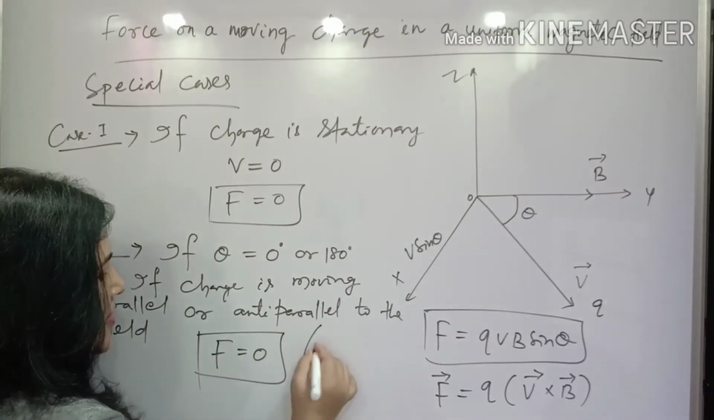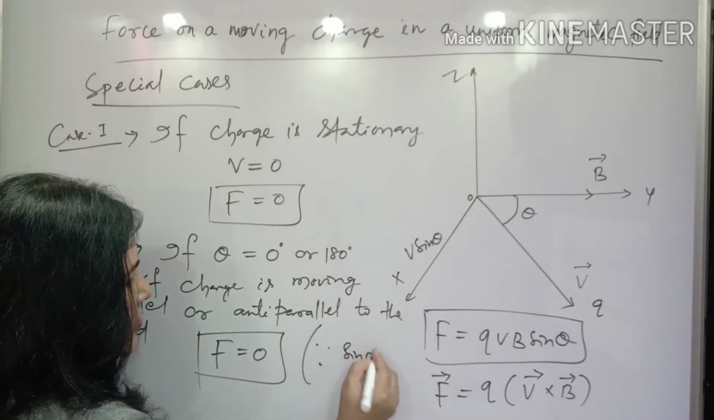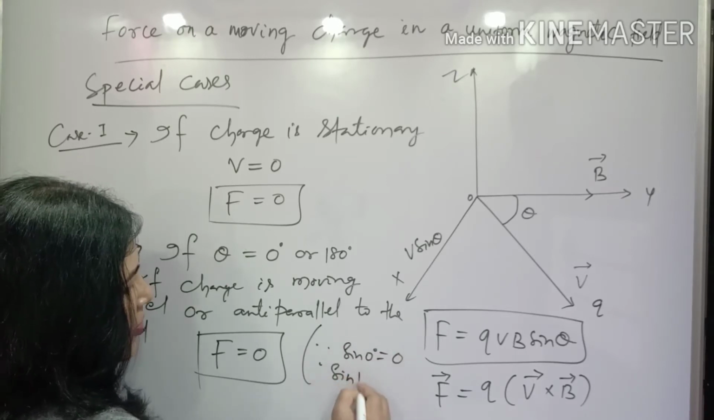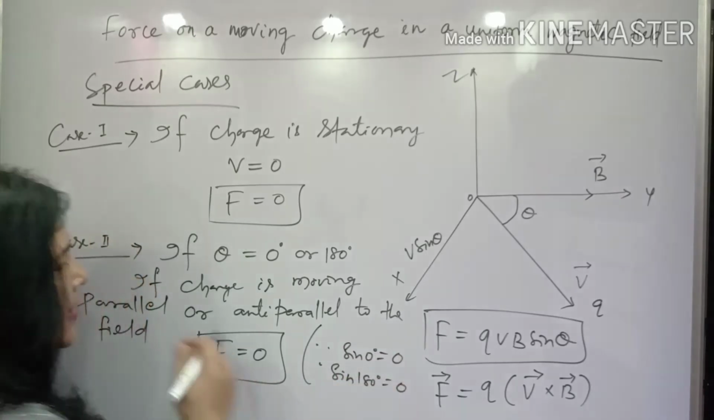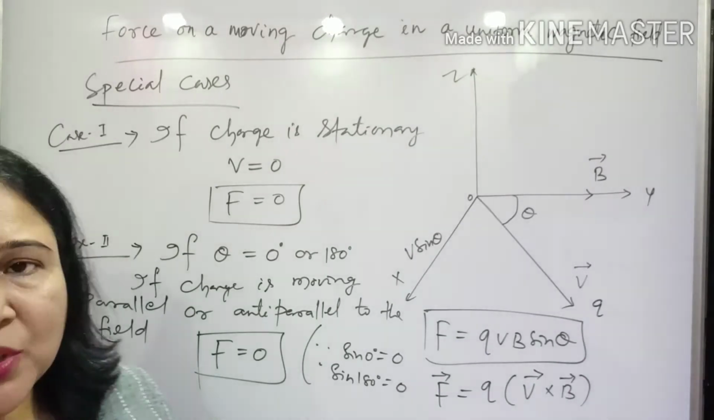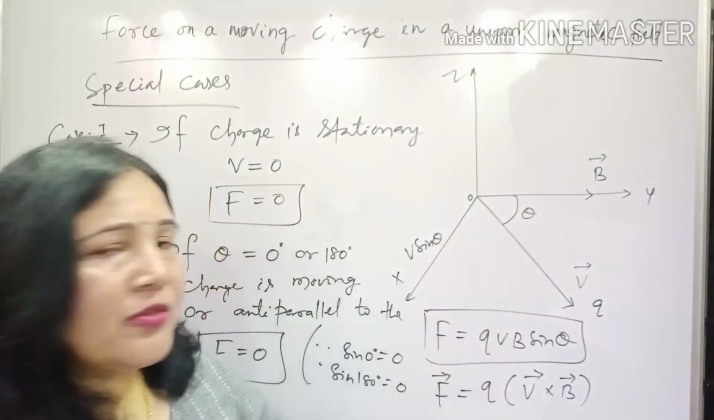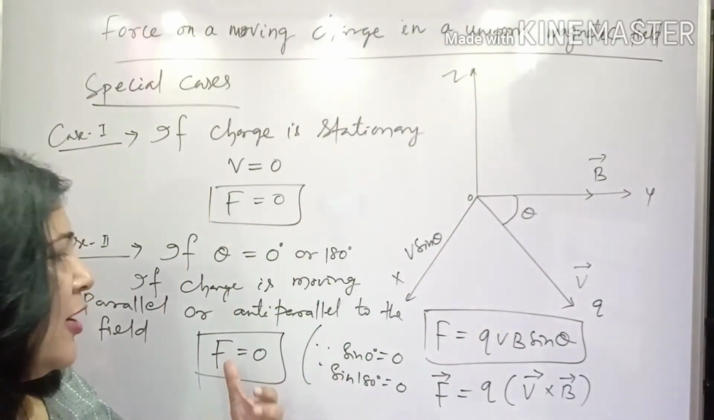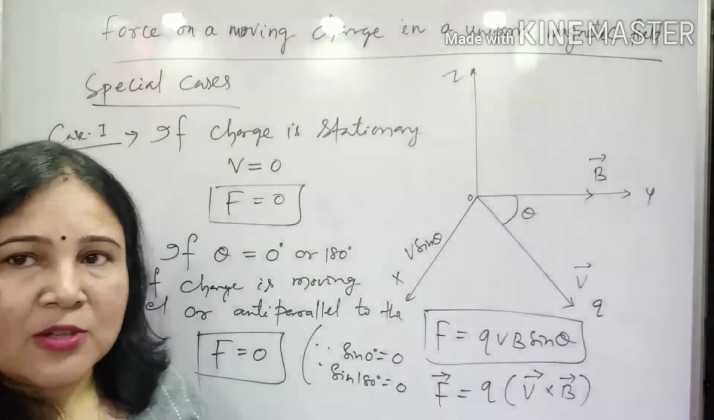Since sine 0 degrees equals 0, and sine 180 degrees is also 0, that's why the force acting is 0. So that means in both the cases, if the charge is moving parallel to the field or anti-parallel to the field, in both the cases the force is equal to 0.